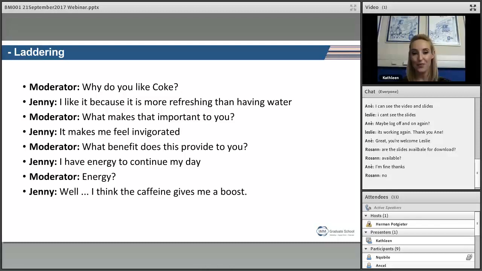The moderator would say to Jenny, "Why do you like Coke?" Jenny would answer, "I like it because it is more refreshing than having water." Now, laddering is to continue to question and probe and get more insight. So the moderator says, "What makes this important to you?" Jenny then says, "It makes me feel invigorated." The moderator then says, "What benefit does this provide you?" Jenny says, "I feel like I have energy to continue my day." The moderator says, "Energy," and Jenny says, "Well, I think the caffeine gives me a boost."